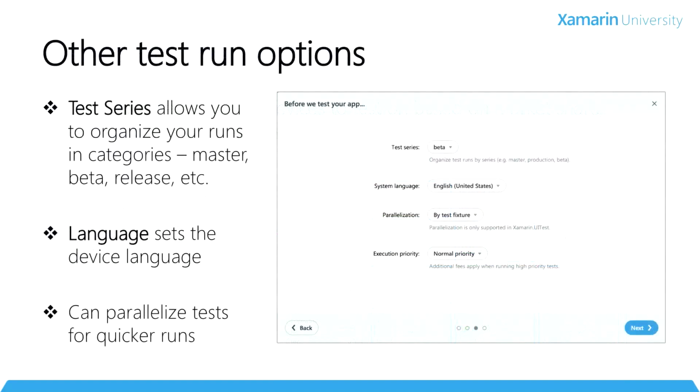Once you've selected the devices, you're then prompted for some other options. It's useful to organize your test runs into categories. These are called test series. These are user-created. The system creates a single one called master, but you can create as many as you like to track versions of your app, maybe special builds, things like that. You can also specify the language you want to have configured on the device for locale testing. And you can get the system to run your tests or test fixtures in parallel to decrease the time it takes to run the test.